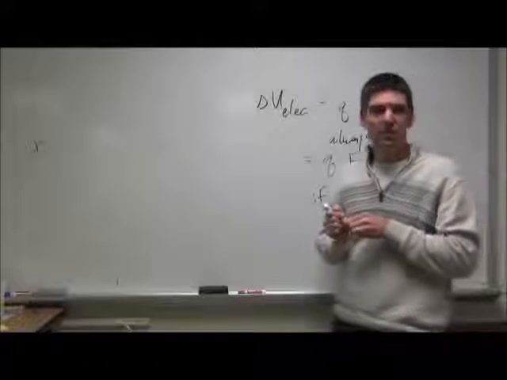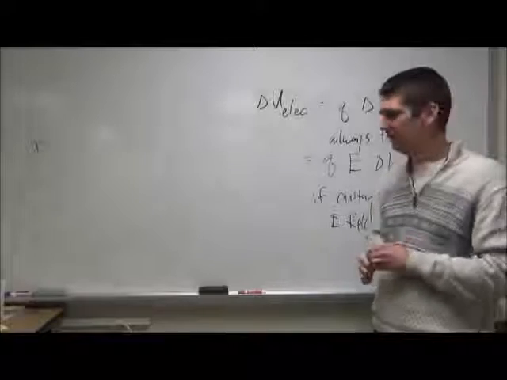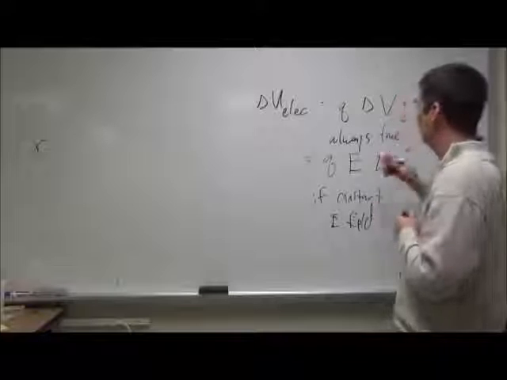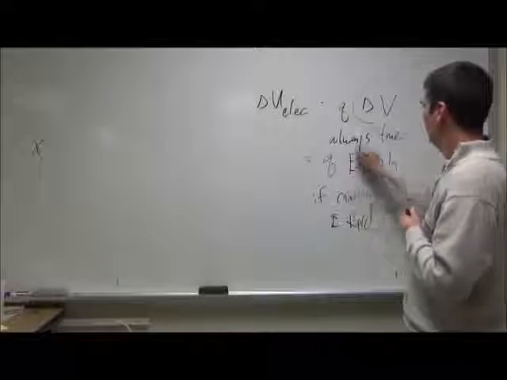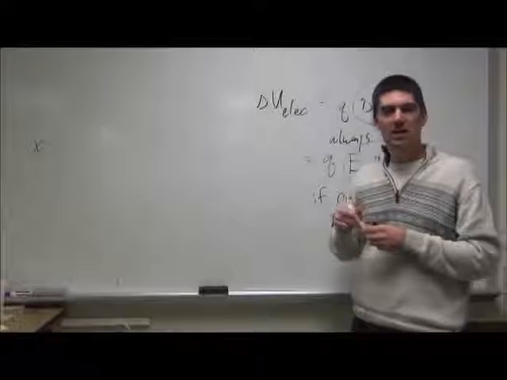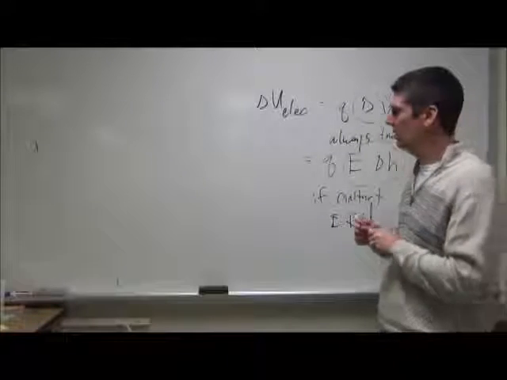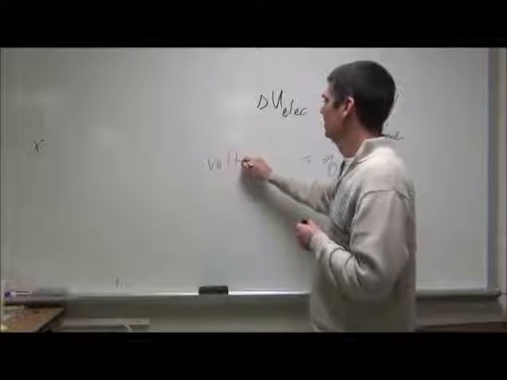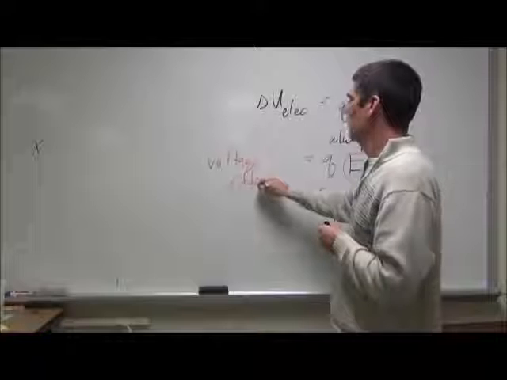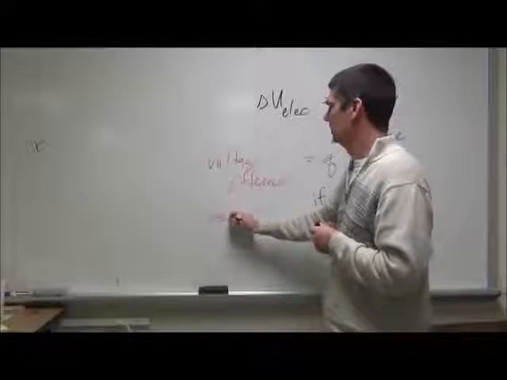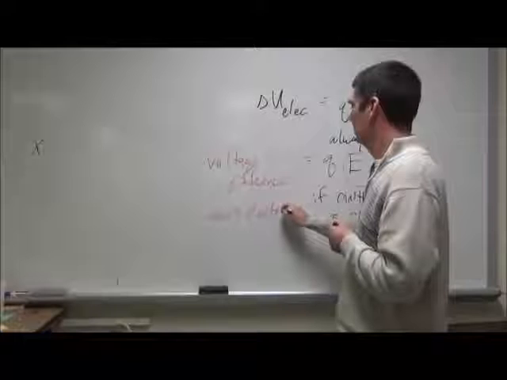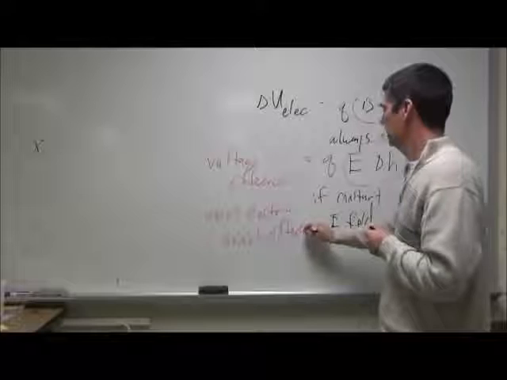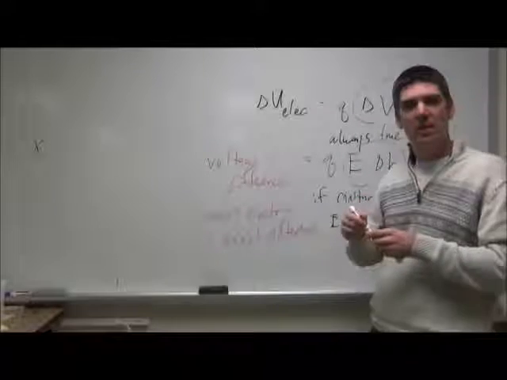So what I want you to remember from the first part of this discussion is that an easy way to think about what voltage difference means is that it's the product of electric field and height difference. So a voltage difference is an electric height difference. That's what this relationship here is telling us.